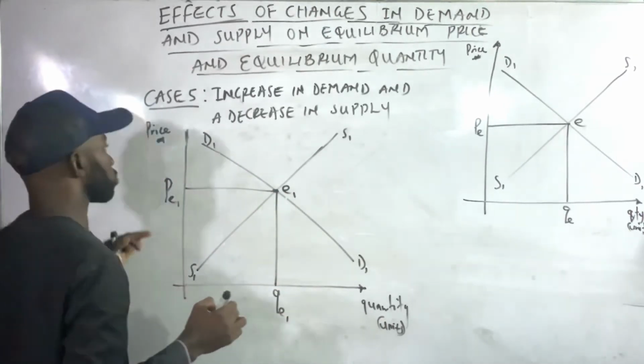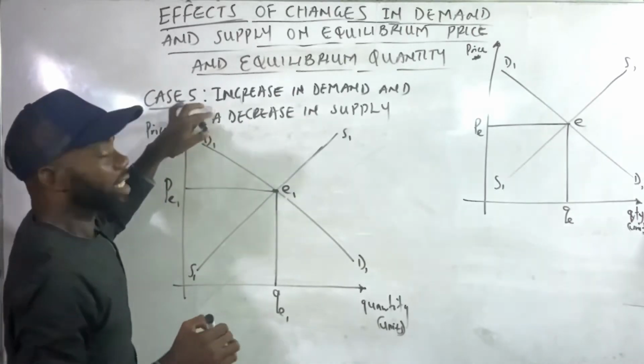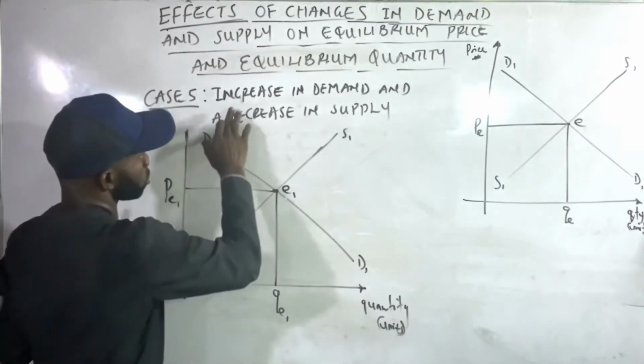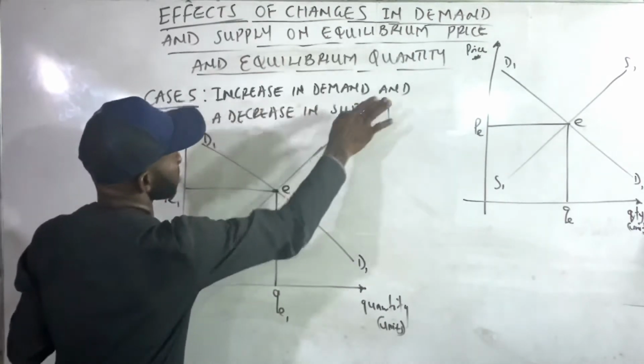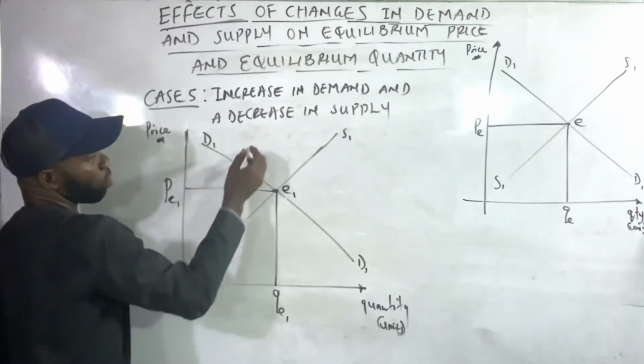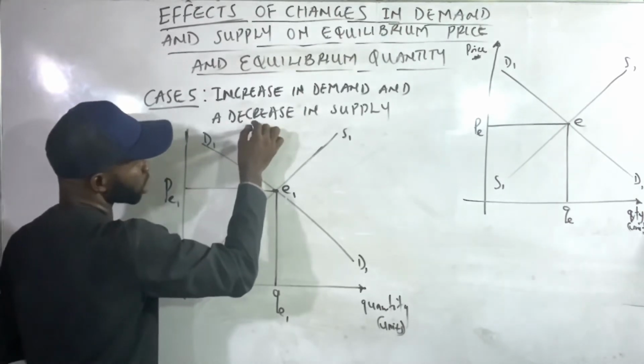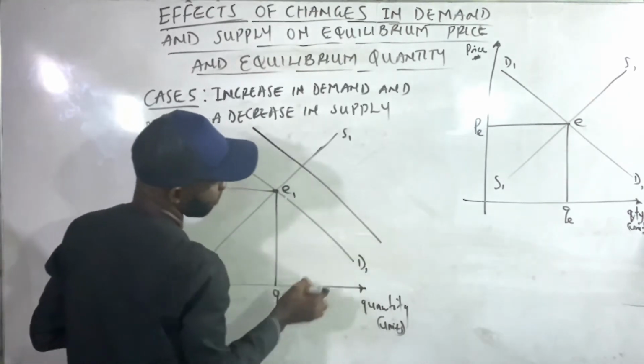And then we'll go back to obey the instruction. The examiner says we should obey the instruction that says increase in demand. Increase in demand, from what we know, is a rightward shift of the demand curve.